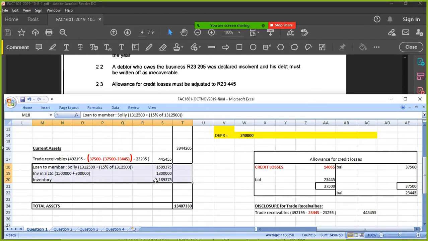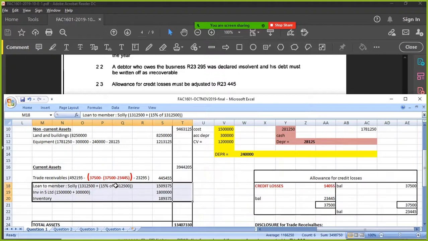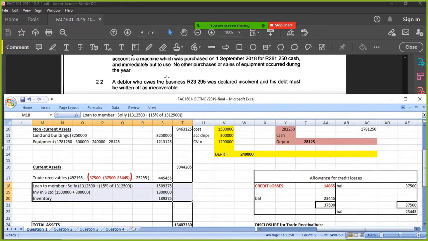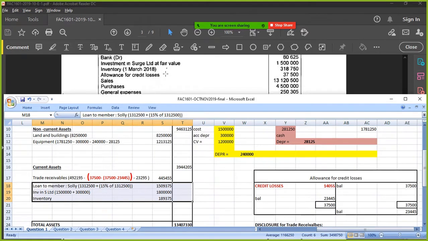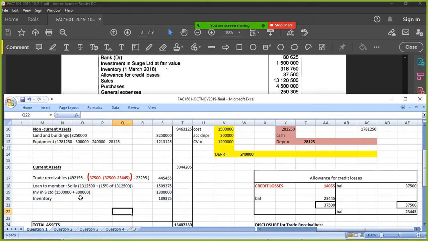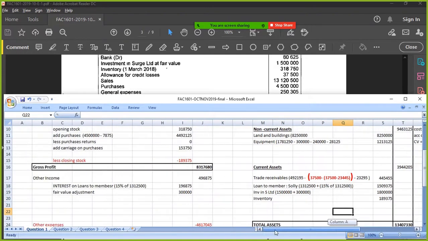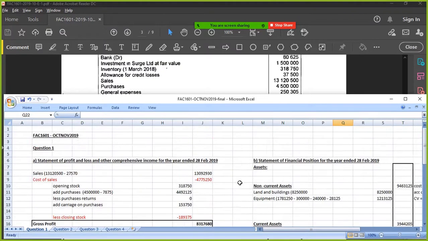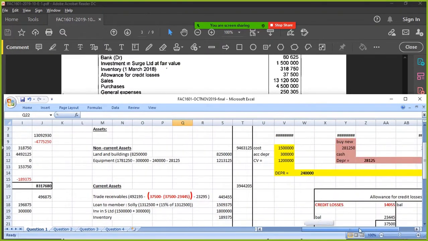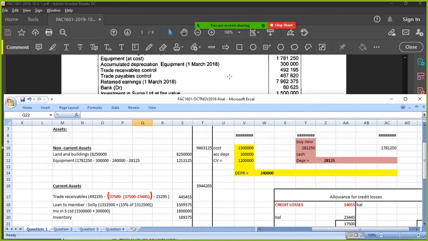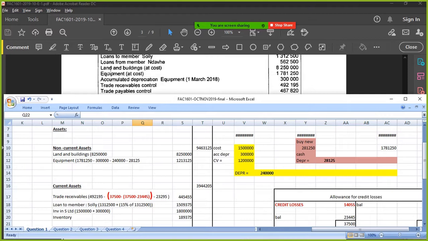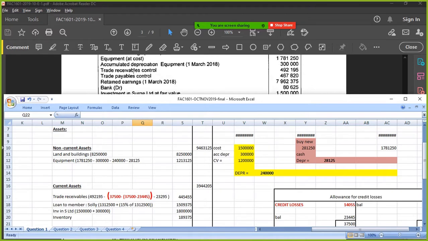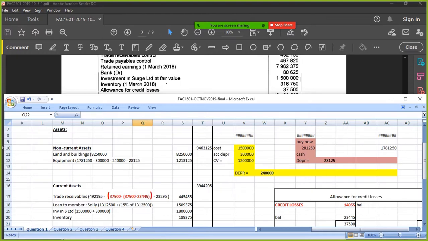Where's your bank? Was bank a debit? Bank is debited. Why didn't I show it here? I think I read it and then I didn't put it in, or I might have overlooked it. So let's just double check here. Members' contribution, loans, yes, land and buildings, equipment, trade receivables yes, trade payables yes. I think bank I overlooked.